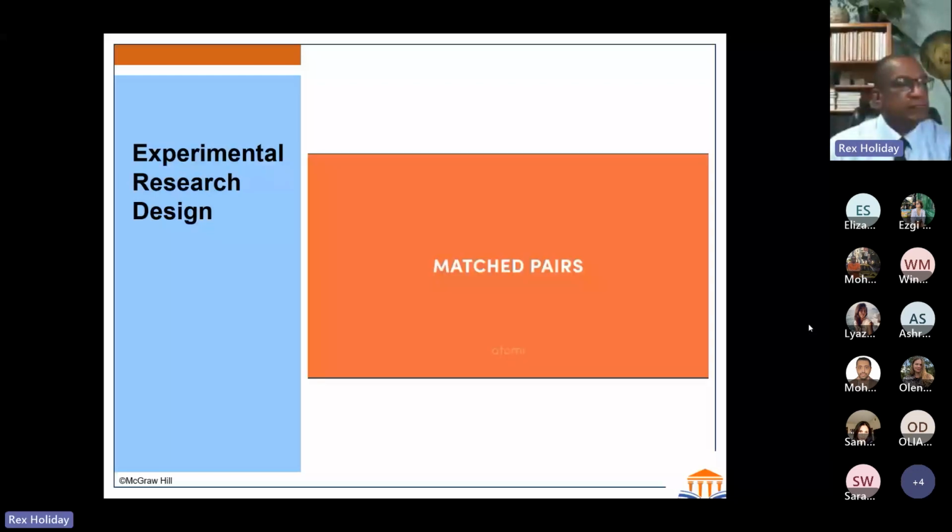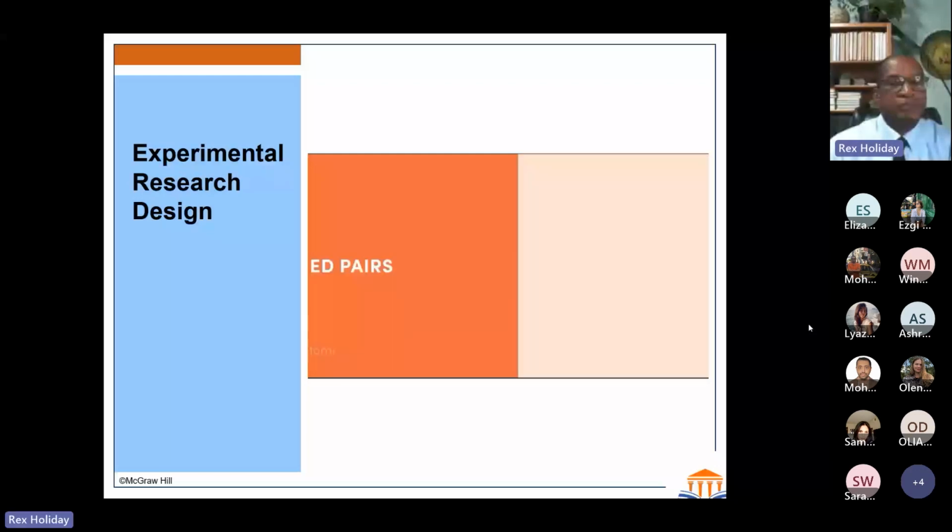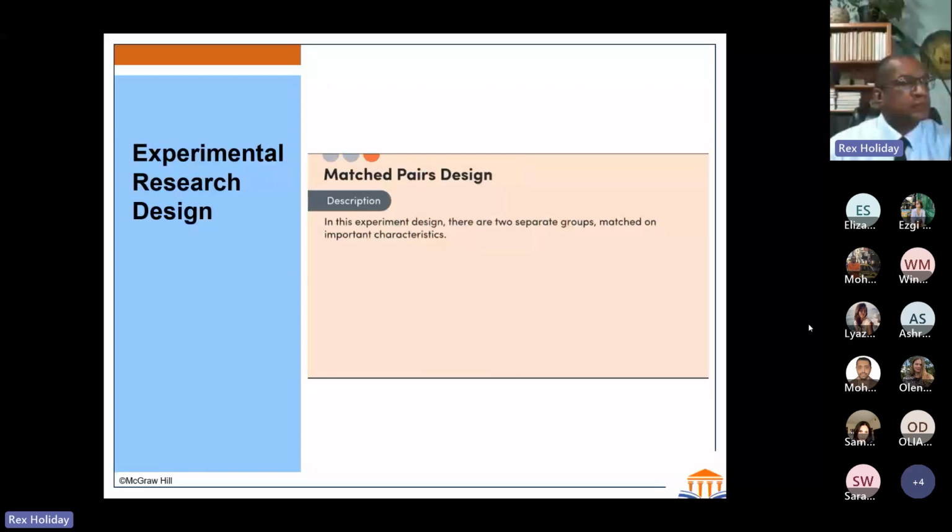Okay, finally, there's the match pairs design. This is a variation of the independent group design in that we have two separate groups, but this time the groups are specifically picked so that they're matched on important characteristics, with the ideal match pairs scenario being to have split groups of identical twins.